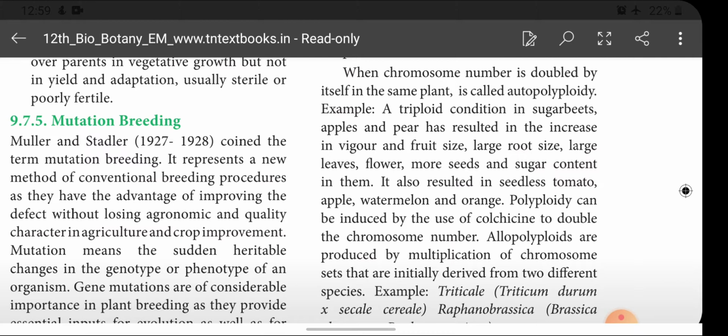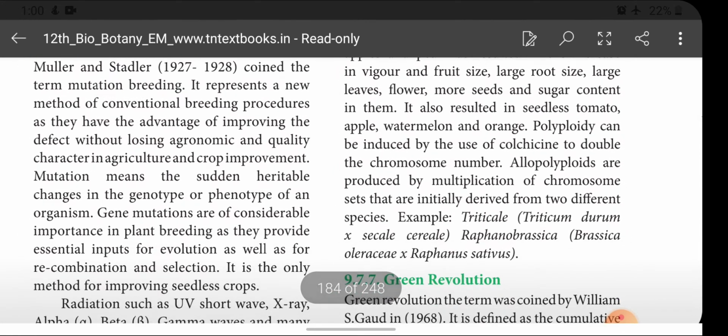And it also resulted in seedless tomato, apple, watermelon and orange. Polyploidy can be induced by the use of colchicine to double the number of chromosomes. Then what is this called? Allopolyploids. Allopolyploids are produced by multiplication of chromosome sets that are initially derived from two different species.